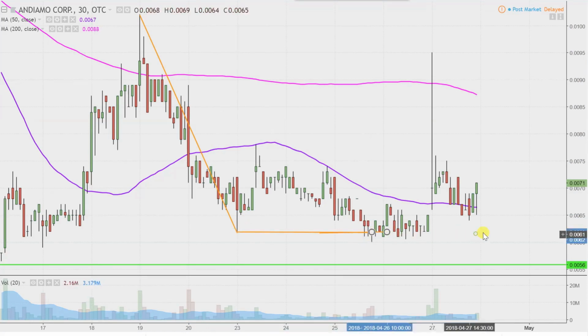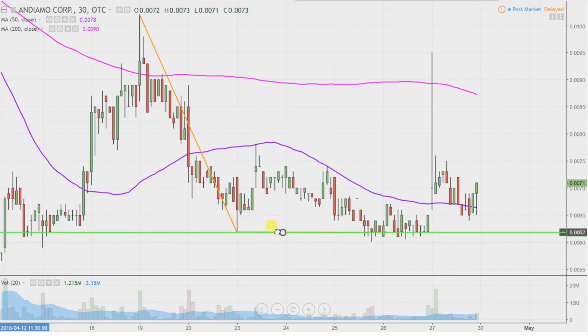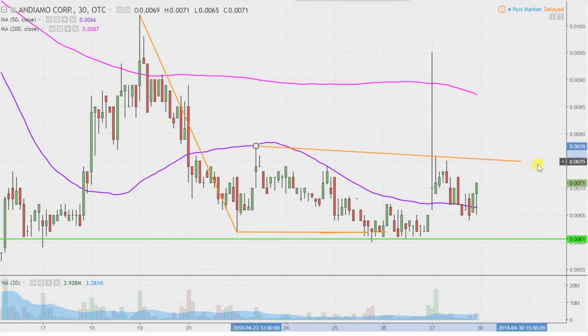So mainly the big part of it right here has to do, let's try that again. Actually, let's just use this line up here. And that level of support right there at 006. And then the other level to keep an eye on is going to be this resistance trend line, which you have right there.